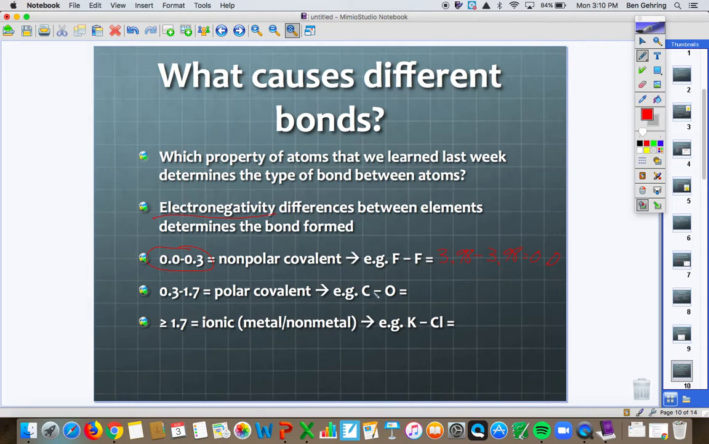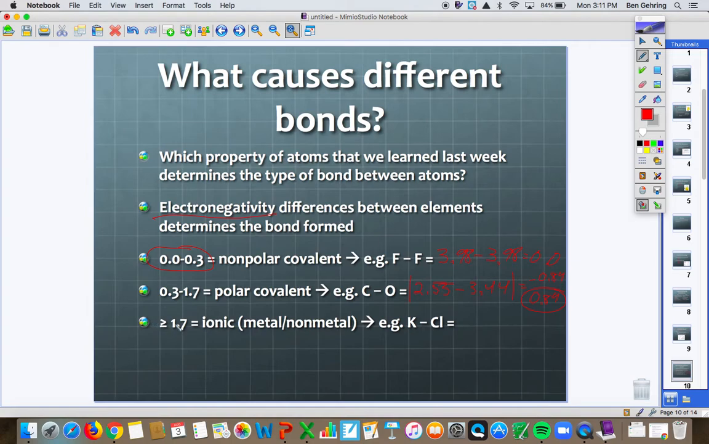If it's polar, it's somewhere between 0.3 and 1.7. So I have carbon and oxygen. Carbon has an electronegativity of 2.55, and oxygen has an electronegativity of 3.44. Because this is going to be less than 0, we're going to do absolute value bars. If I take 2.55 minus 3.44, I'm going to get negative 0.89. I can drop the negative because we're doing absolute value, so it's just 0.89, which falls in between 0.3 and 1.7. So carbon and oxygen form a slightly polar molecule.